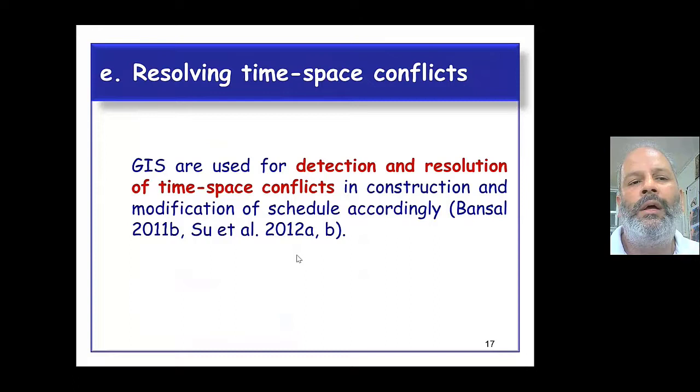Then the other area is resolving time-space conflicts. Actually, a schedule is just a timetable of doing work. So at different times, different activities take place, and their demand for space is different with time. So it is a dynamic problem actually. So GIS is used for detection and resolution of time-space conflicts in construction. And let's say if conflicts are identified, then accordingly the schedule is modified.